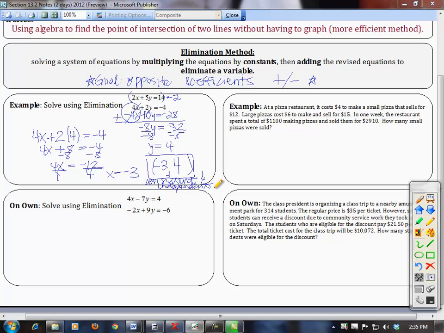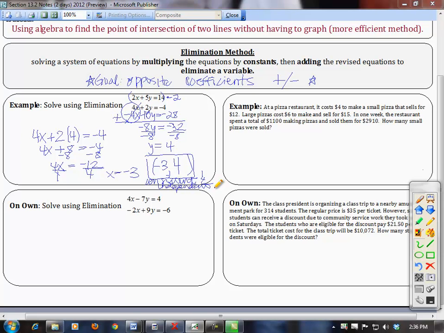Okay, consistent and independent. And I apologize for the handwriting. Today the pen and my board are not working well. Okay, but this is the general idea. You're going to walk through getting the coefficients to be opposites, and then we're going to add them together.